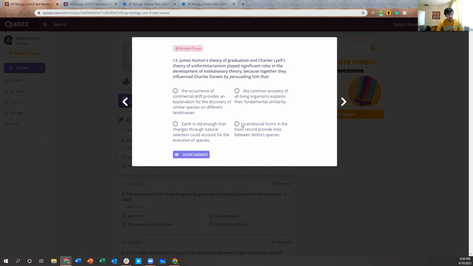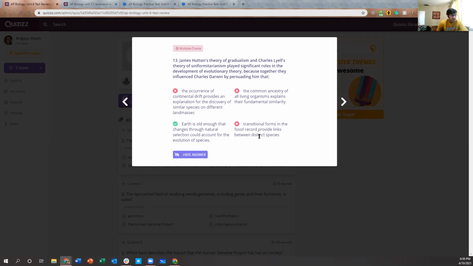But I think this one is the right answer because this deals with gradual transitions and fossil records. So apparently this is the right answer. Earth is old enough that changes through natural selection could account for the evolution of species. That does make sense if you look at uniformitarianism, that Earth is old enough that it could account.